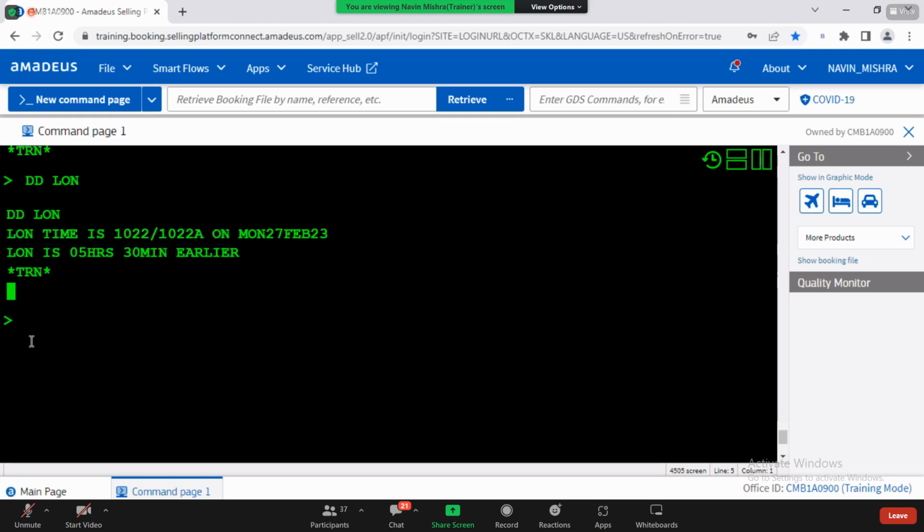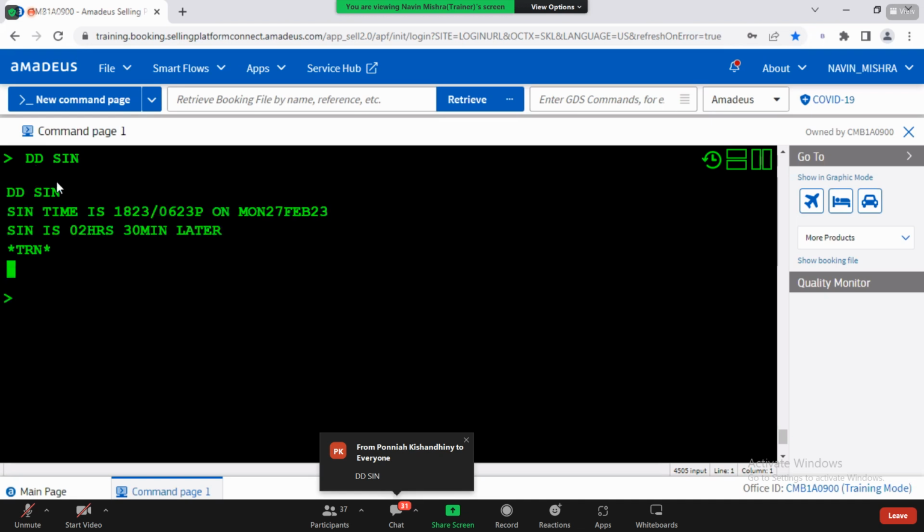Now, if I want to know the local time of Singapore, what exactly the Singapore time would be. So now what is the command that I'll use? Tell me. DDSIN. This will display the Singapore local time. Now tell me what is the Singapore time currently. The time is 18:23. Very nice. Now, do you notice one more thing here?